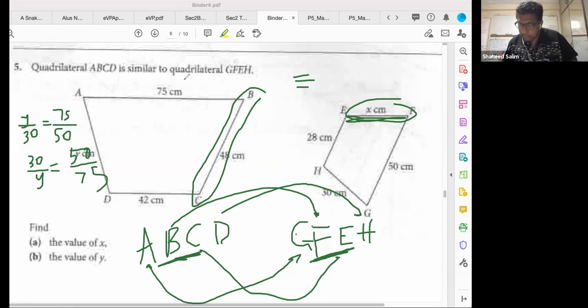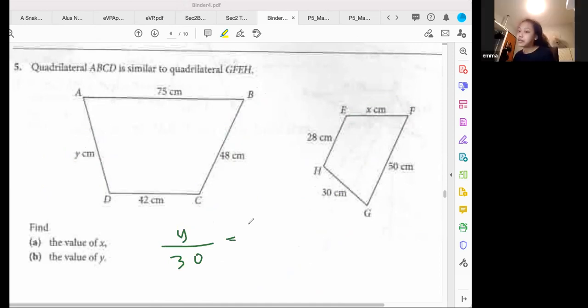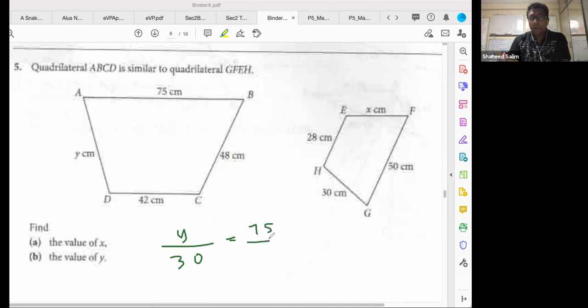Again, sorry? 20. 20, yeah. But I think you did it wrongly somewhere. Because this is bigger, no? Why, right? Bigger, no? So let us okay, what's your working? Y over 30 is equals to 75 over 50. Okay. So now we times by 30 here. You get rid. Also do the same thing down here, times by 30.